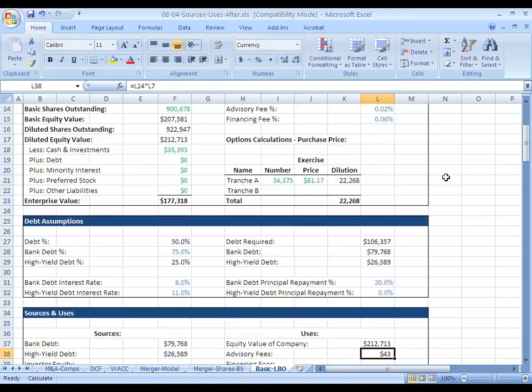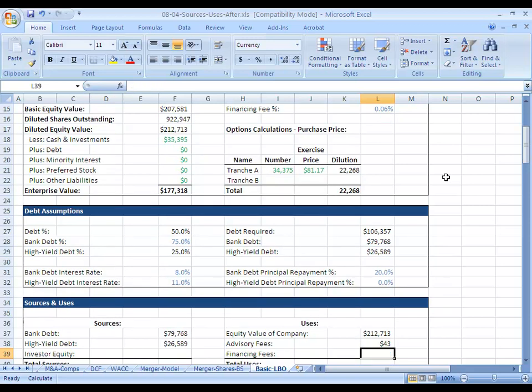So we're assuming here that Apple or the private equity firm are going to be paying out around 43 million in advisory fees to the bank for the M&A advisory services, to lawyers, to accountants, to all other parties that are involved with making this transaction actually happen.